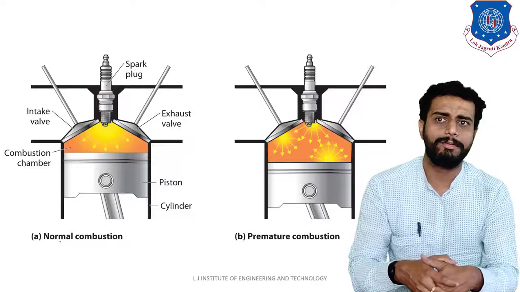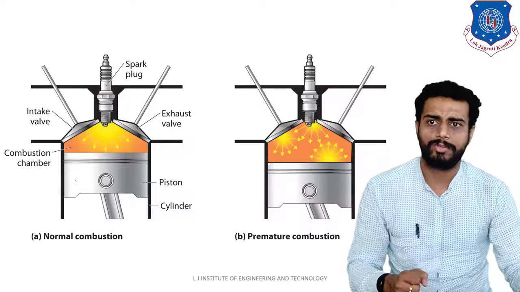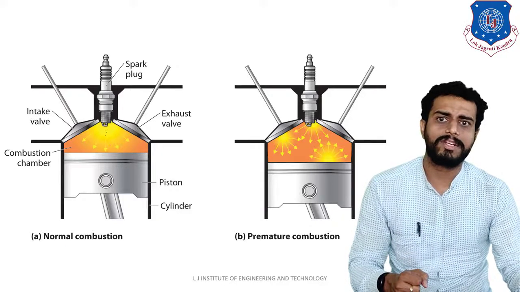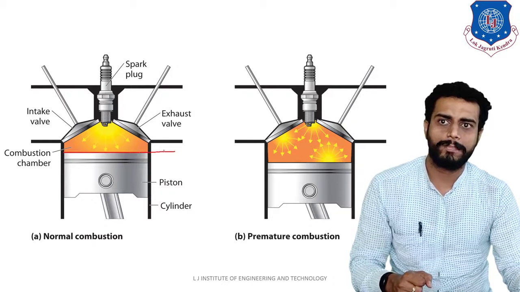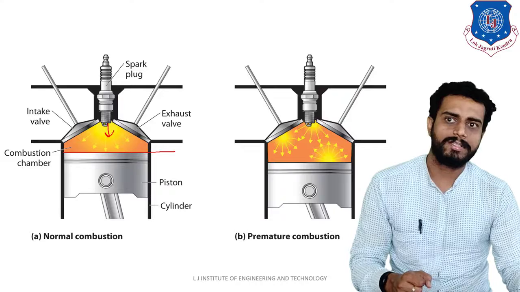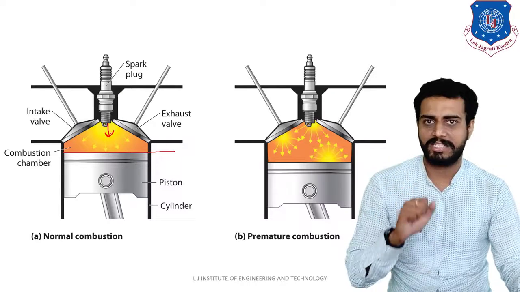For understanding that, we will observe this diagram as shown on the screen. During normal combustion, what will happen? As soon as the piston reaches the top dead center, the spark will take place, and due to that spark, the combustion will normally start.